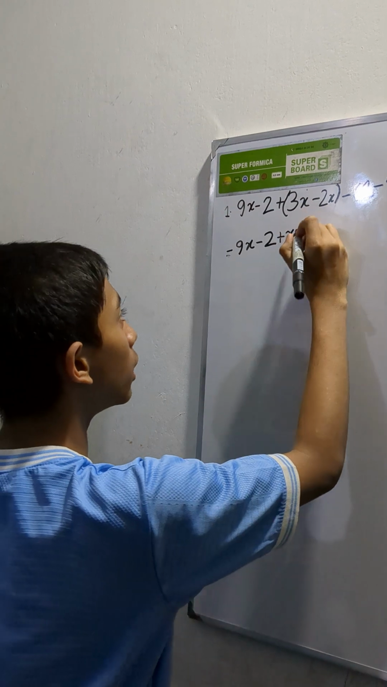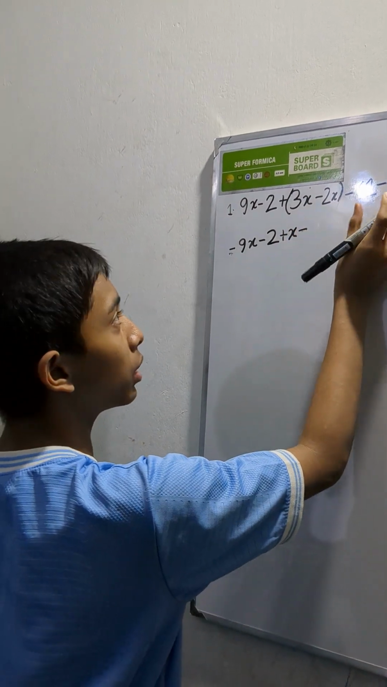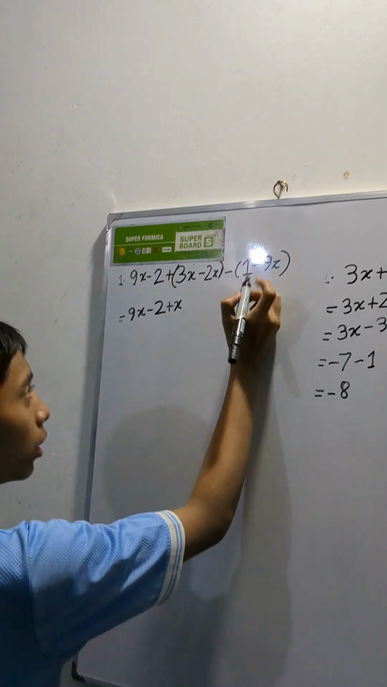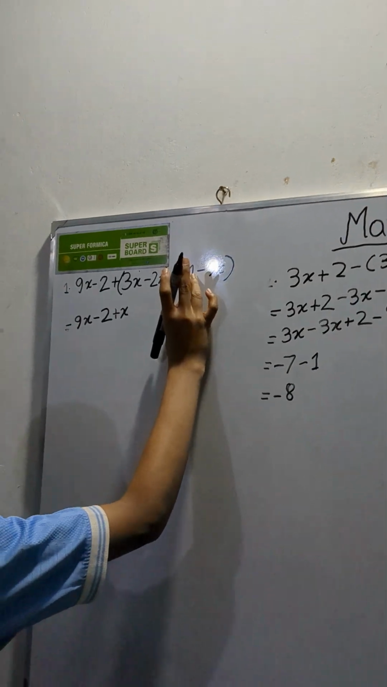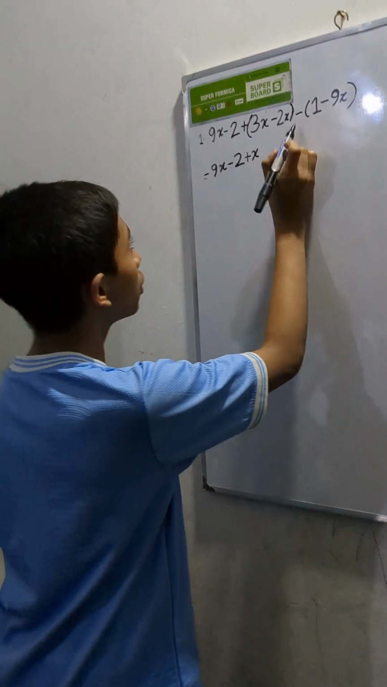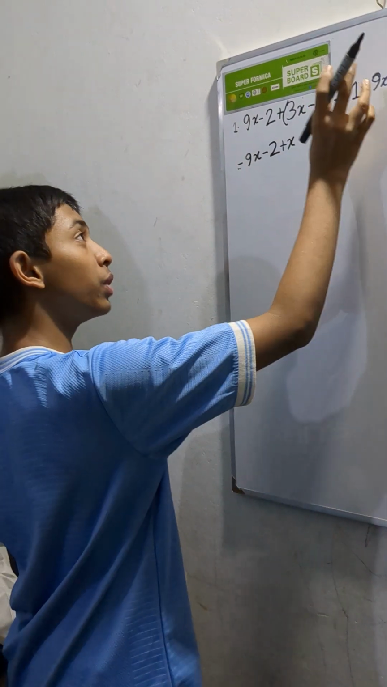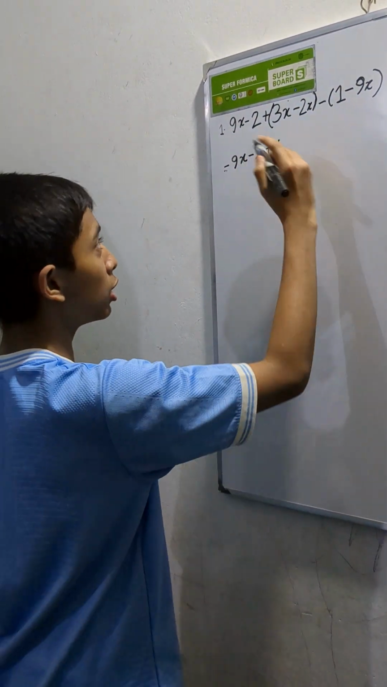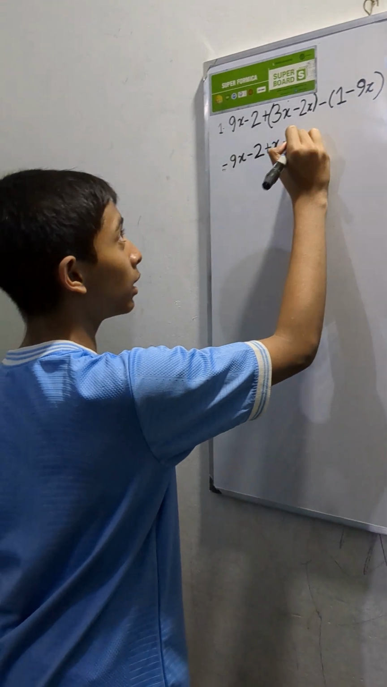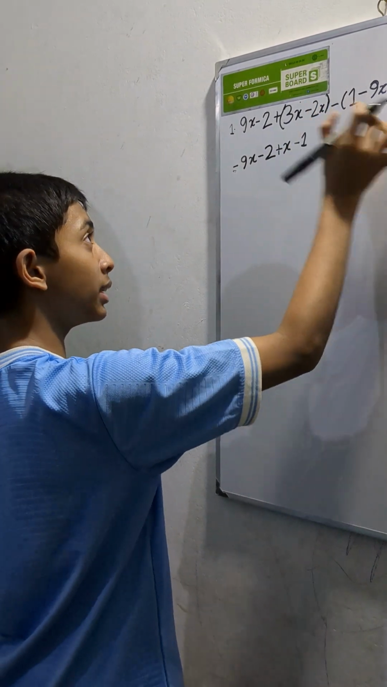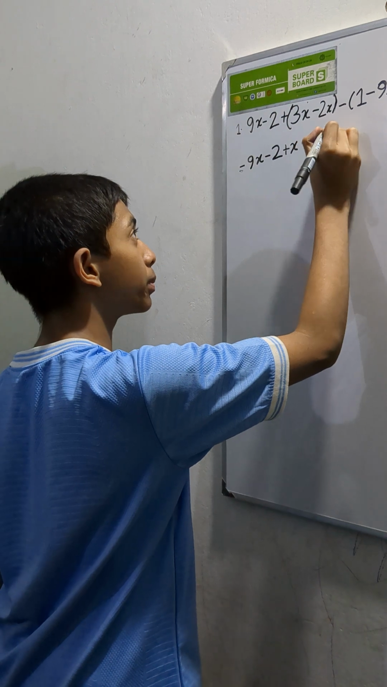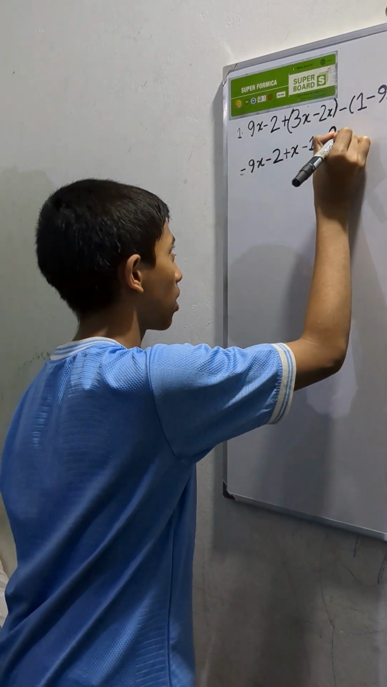So then minus, and we can't do anything inside the bracket. There is only 1, and here's 9x. But before this bracket, here's a minus sign, so we will change the sign here. So minus 1, and minus times minus will be plus, so plus 9x.